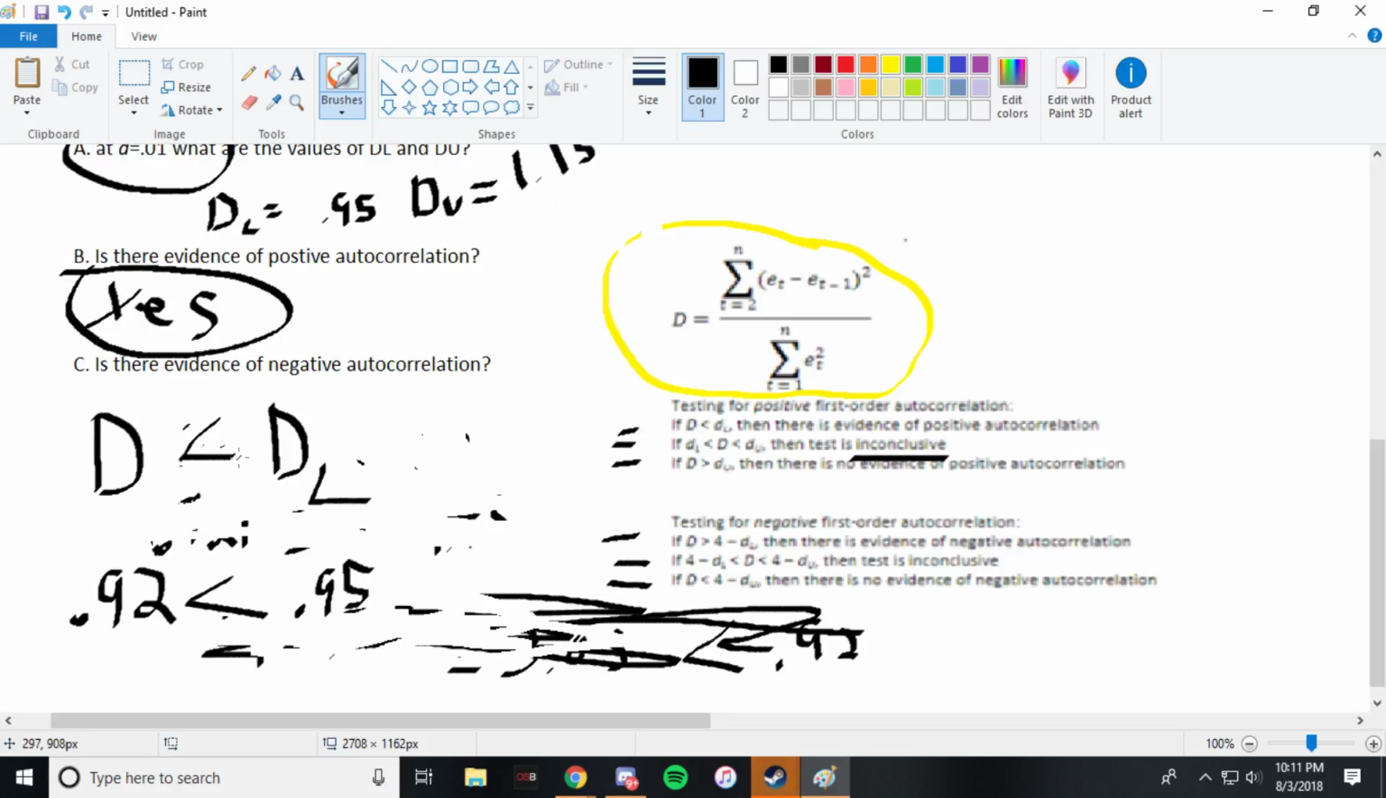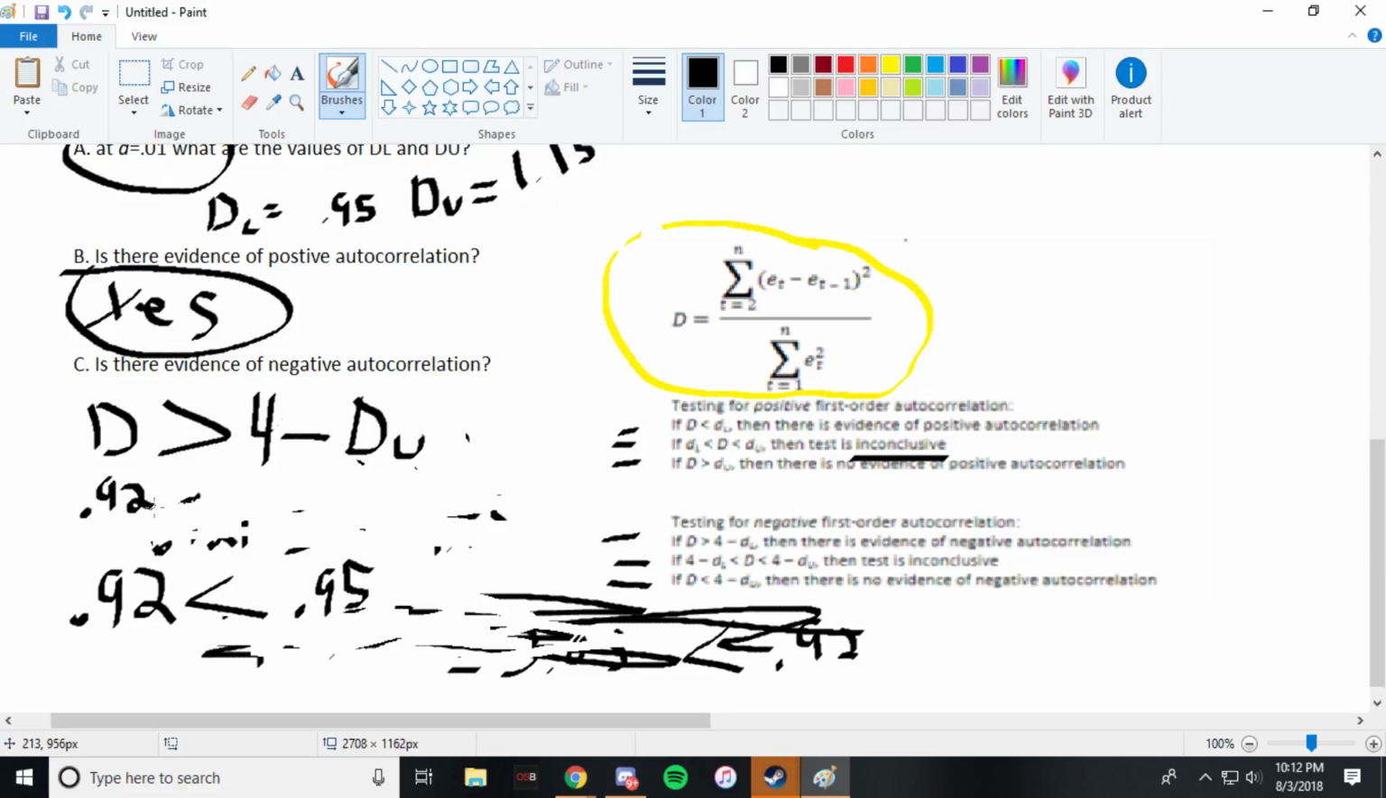If this wasn't the case and we wanted to test for negative autocorrelation, we could do that just as easily. For this one we use the integer 4. For whatever reason, that's just the way you test it. So if we want to test if it is negative, we test if D is greater than the quantity 4 minus DU. And we plug this in.